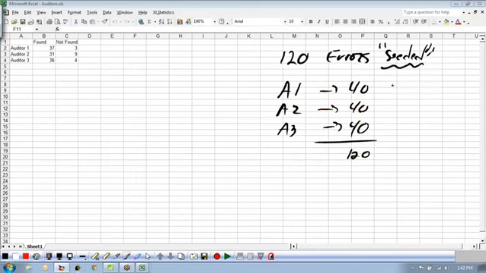And I recorded how many they found. So that's given here in the table. So for example, of the 40 that Auditor 1 was given, he found 37 errors. And of Auditor 2, he found 31. And Auditor 3, he found 36.